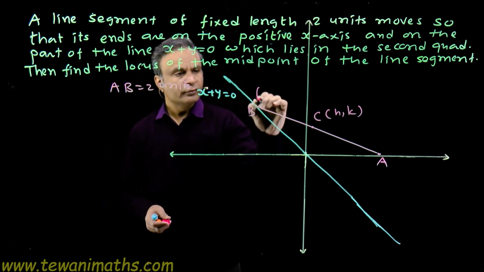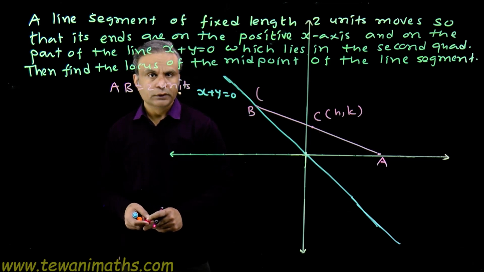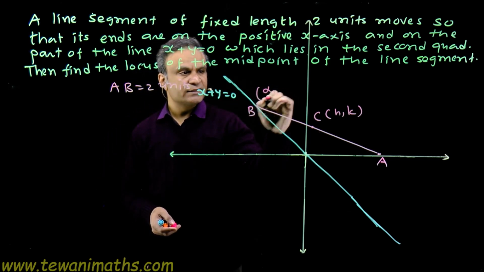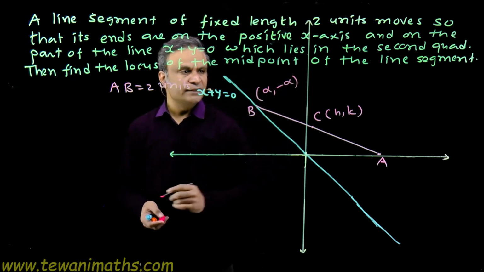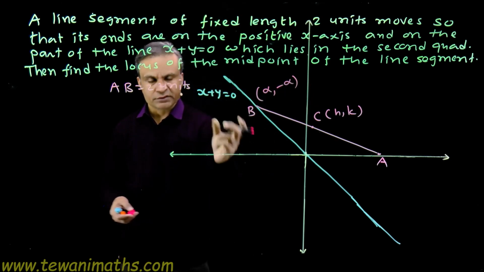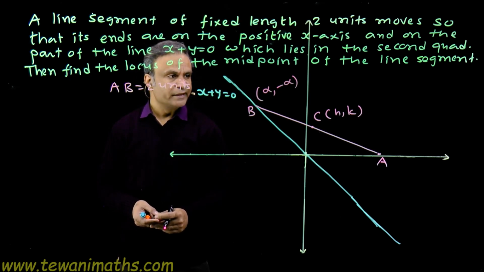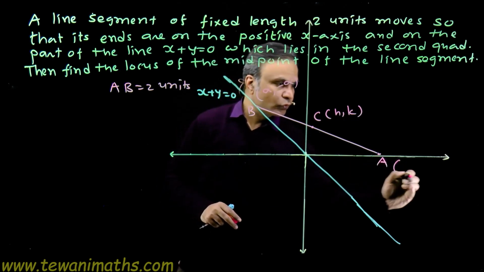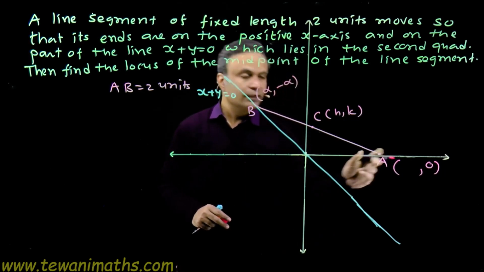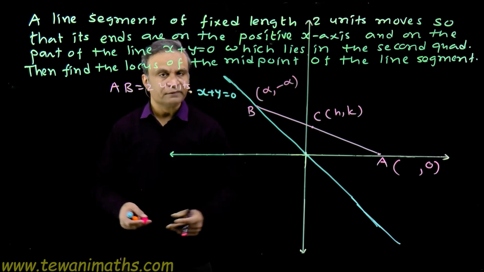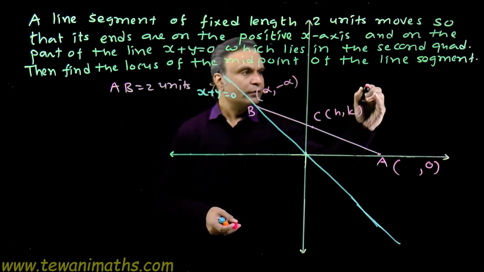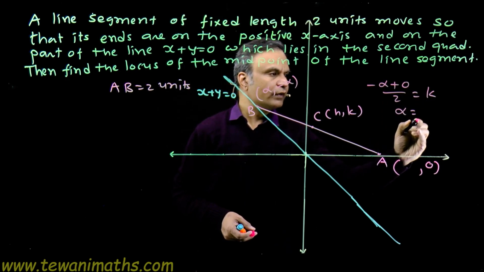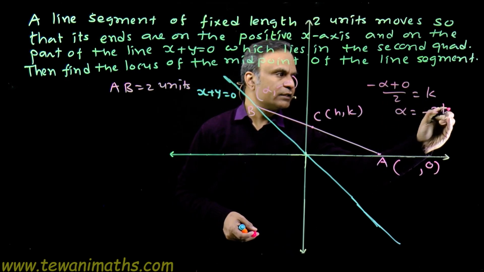Now, what will be the coordinates of point B? Here point B is variable which lies on this straight line. Suppose the abscissa is alpha, then the ordinate will be minus alpha. ठीक है ना? If you put here x is equal to alpha, we get y is equal to minus alpha. Now C is the midpoint of AB and the ordinate of A is 0. हम उसी का फायदा उठाएंगे. So we have (minus alpha plus 0) upon 2 is equal to k, or the value of alpha is equal to minus 2k.